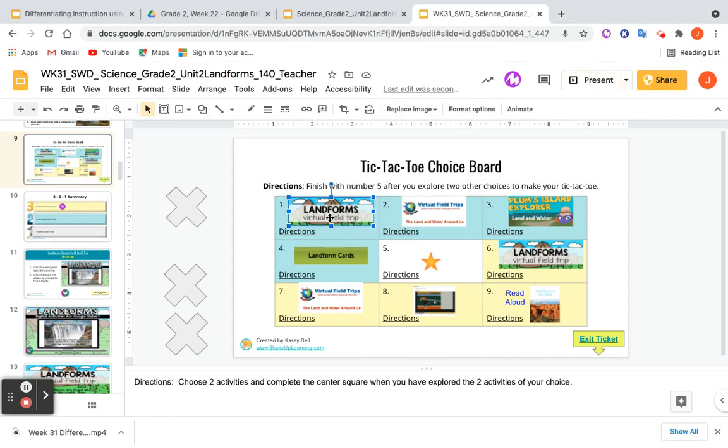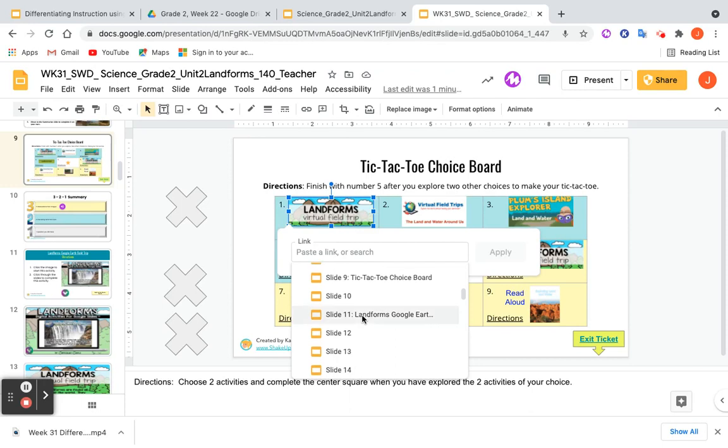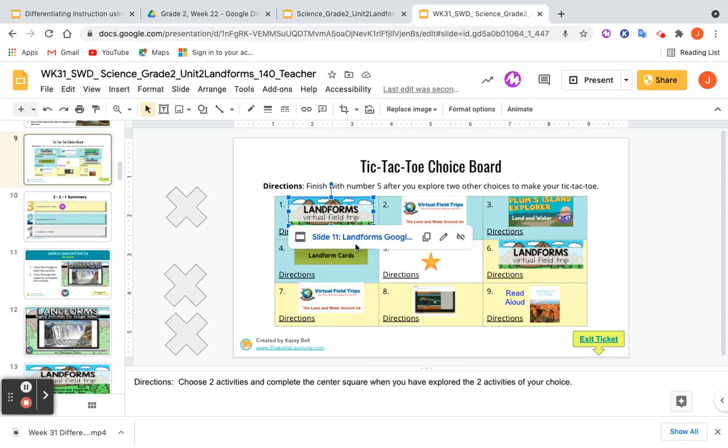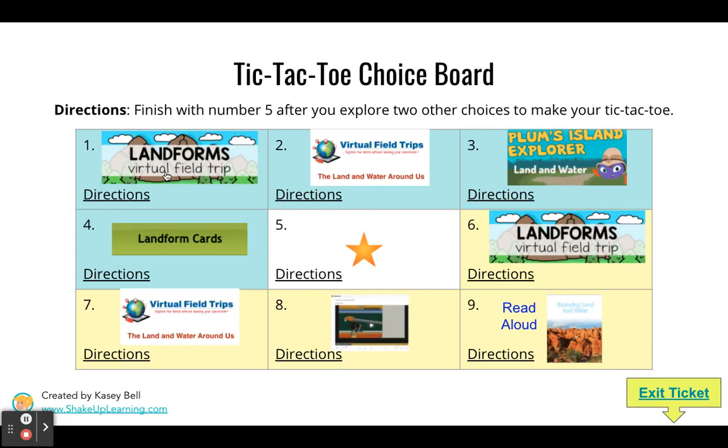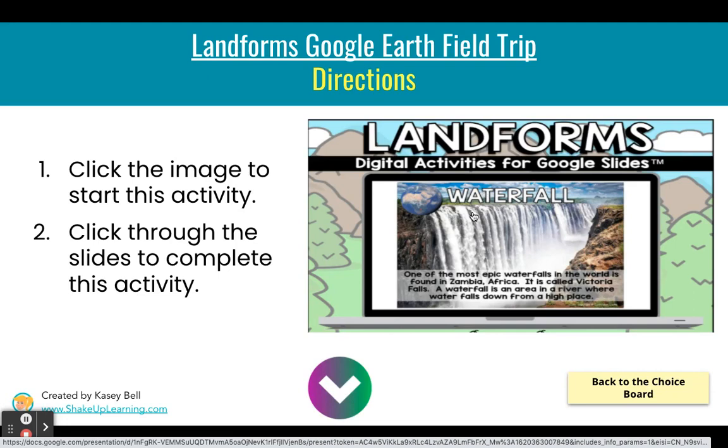So that's how I got the slide image here. In order to link the images to the correct slide, I click the link button, insert link here, shortcut button. Then there's this option, slides in this presentation. Landforms Google Earth, which is slide 11. When you're in present mode and you click that image, you're brought to the directions page. For kindergarten or first grade, I would add my own audio clip reading the page so that they had that option. So I can either click here, click the image, or click the down arrow.